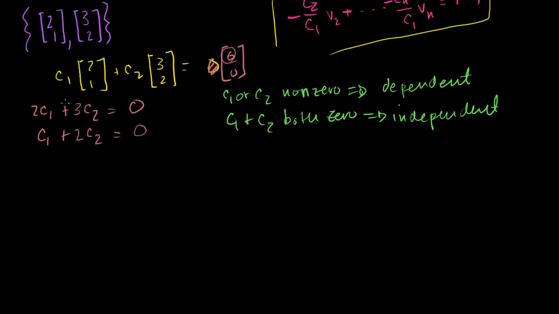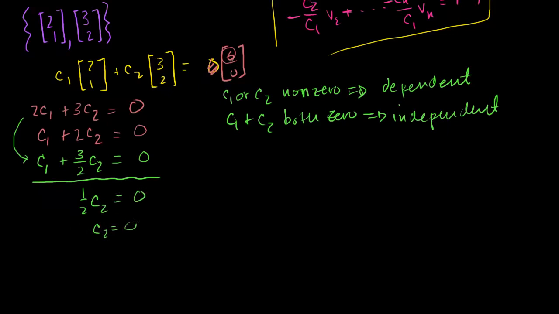And now this is just a system, 2 equations, 2 unknowns. A couple of things we could do. Let's just multiply this top equation by 1/2. If you multiply it by 1/2, you get c1 plus 3/2 c2 is equal to 0. And then if we subtract the green equation from the red equation, this becomes 0. 2 minus 3/2 is 1/2. So this is just 1/2 c2 is equal to 0. And this is easy to solve. c2 is equal to 0.